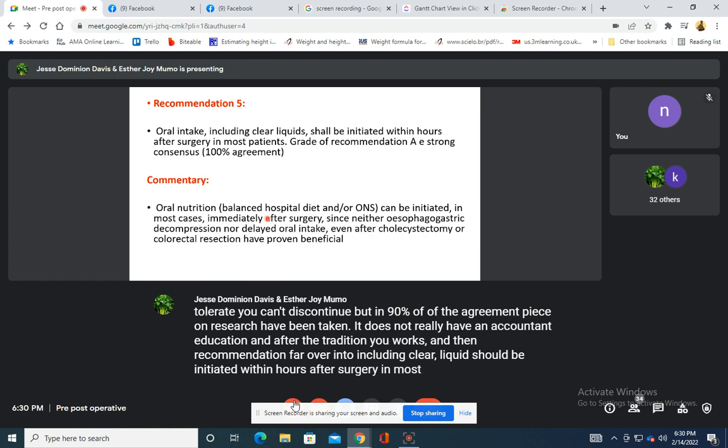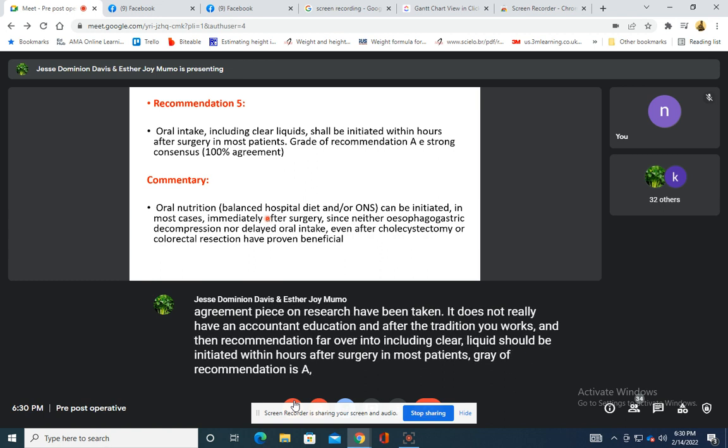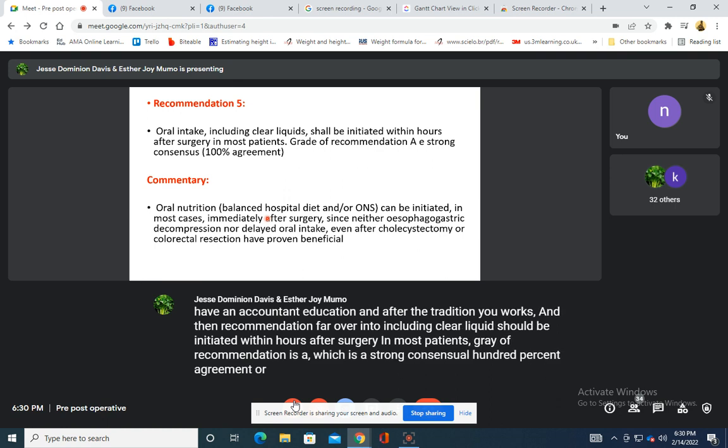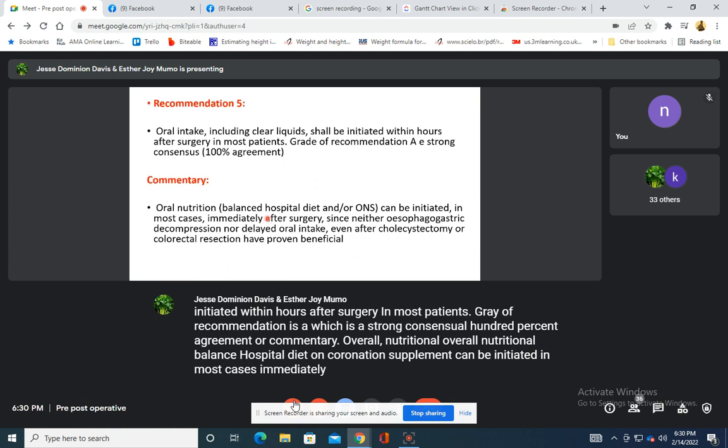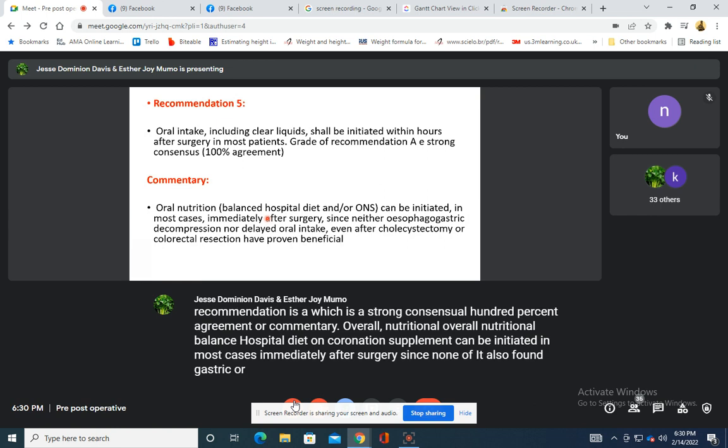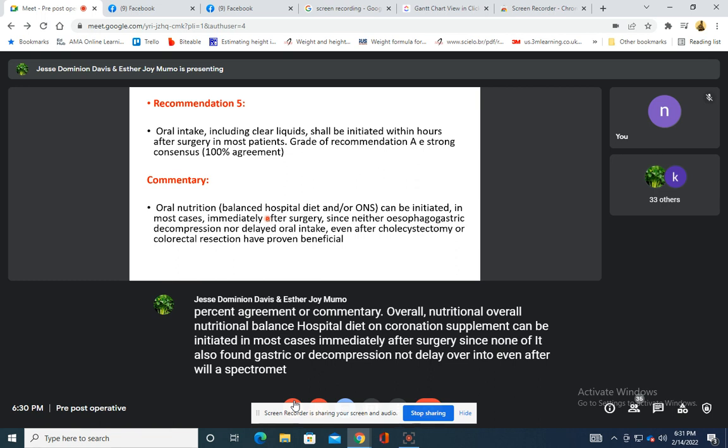And then recommendation 5: oral intake including clear liquid should be initiated within hours after surgery in most patients. Grade of recommendation is A, which is a strong consensus, 100% agreement. Commentary: oral nutrition, normal hospital diet or oral nutrition supplement can be initiated in most cases immediately after surgery, since neither gastric decompression nor delayed oral intake, even after cholecystectomy or colorectal resection, has proven beneficial.